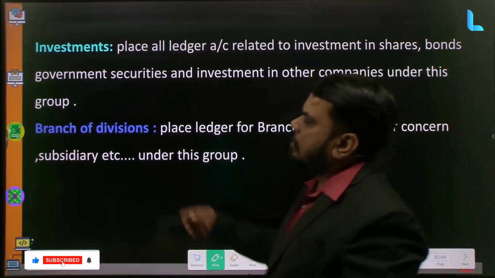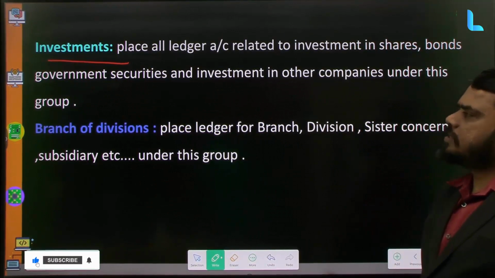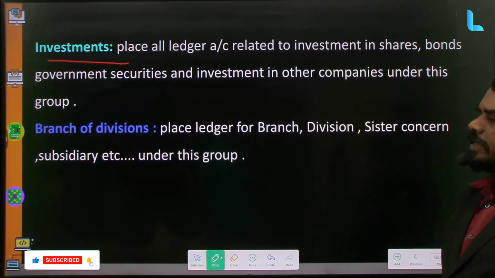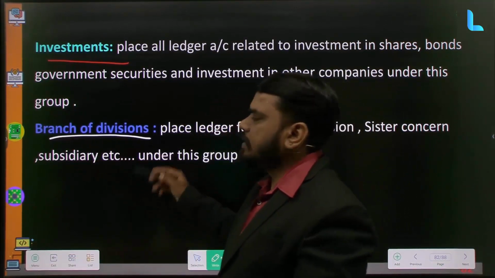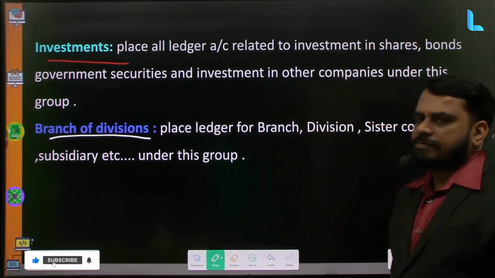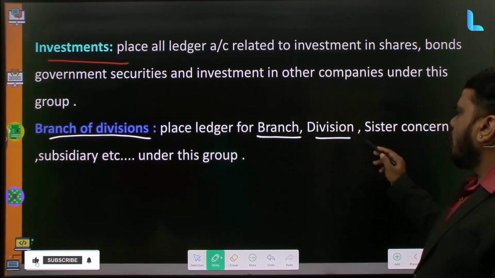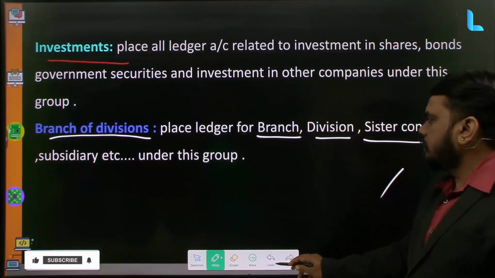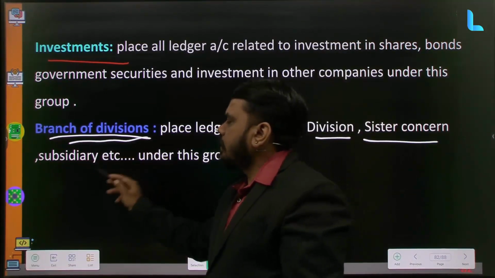The next account group which we have is called investments. All the ledgers under investments are placed under this. For example, government securities and investments in other companies or groups are all placed under this. Similarly, the next account group is called branch or division. The company's branch or division or sister concern accounts are all placed under this particular account group, called branch or division.